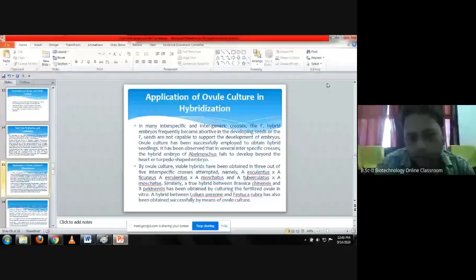So where has this been tried? A. esculenta into A. finicus, these species, or A. esculenta into A. moschatus, and A. tuberculatus into A. moschatus, in these different species they have done hybridization interspecifically. Similarly, a true hybrid between Brassica chinensis and Brassica pekinensis has been obtained by culturing fertilized ovule in vitro. Now a hybrid between Lolium perenne and Festuca rubra has also been obtained successfully by means of ovule culture.